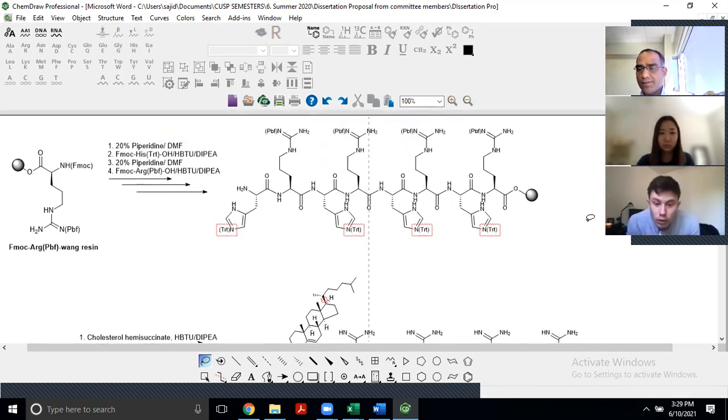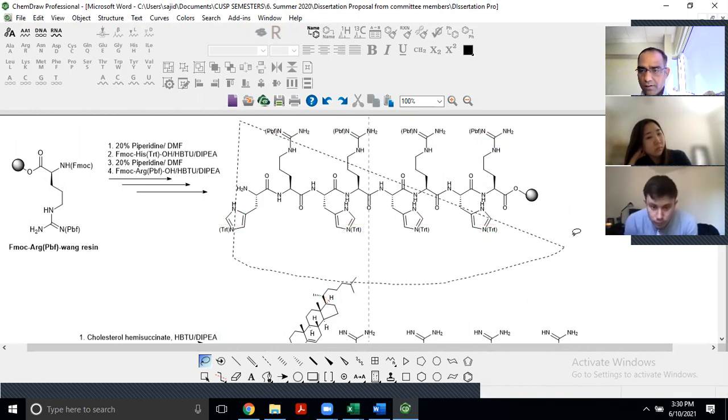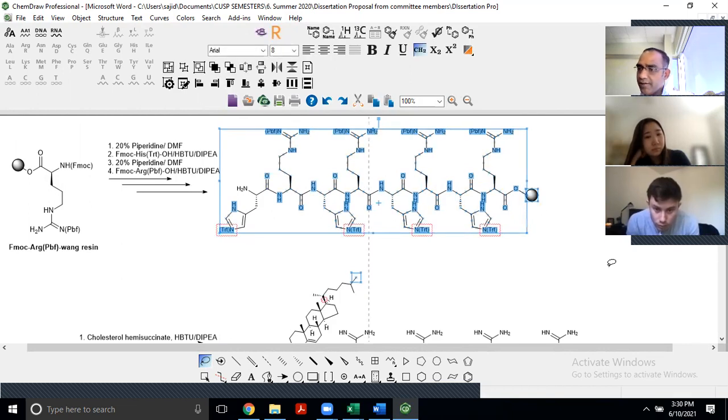Actually, let's make it easy. I remove this resin and I remove all the protecting groups. So what will I get? If I remove from this structure which we have here all the protecting groups and the resin, what will I get? We will just get the peptide.